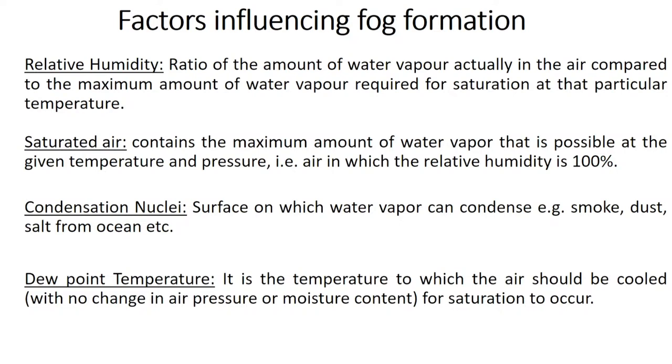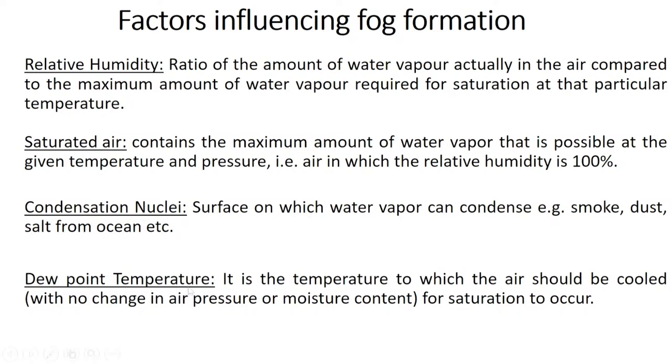Condensation nuclei are the surfaces of aerosols or smoke particles on which the water vapor condenses. See, in an ideal situation, when there are no condensation nuclei, the condensation will start only when the air is saturated, that is, when the relative humidity is 100%. But if there are condensation nuclei, then the condensation can start even if the relative humidity is around 70 to 80%. Why? Because nuclei are there which actually facilitate the condensation, right?